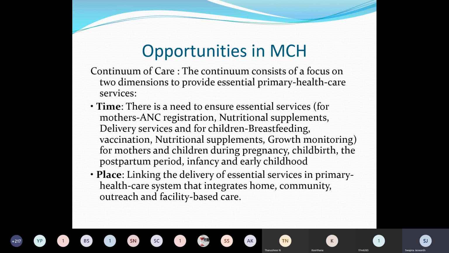So, the delivery of essential services, that is the primary health care system, integrates community outreach and facility-based care. It should not be only facility-based care, it should also be community outreach. ICDS is an excellent example, providing services to the child at the community level, so that acceptance by the community is very high in terms of immunization, supplementary nutrition or informal education. The services should be integrated for both mother and child at the right time and at the right place. This is an opportunity which can be taken up in MCH services.